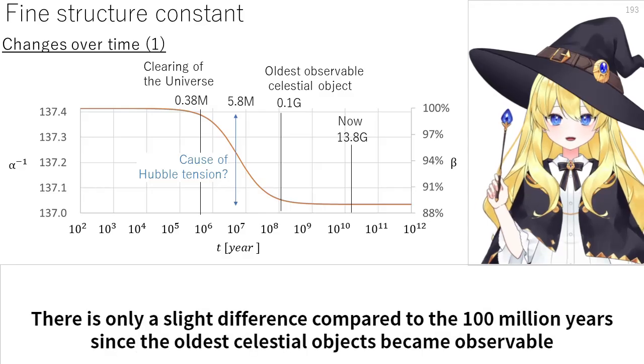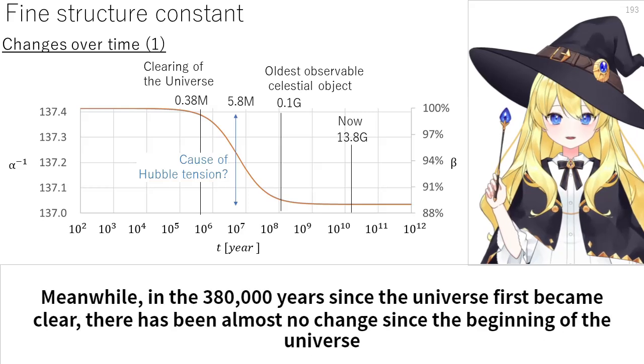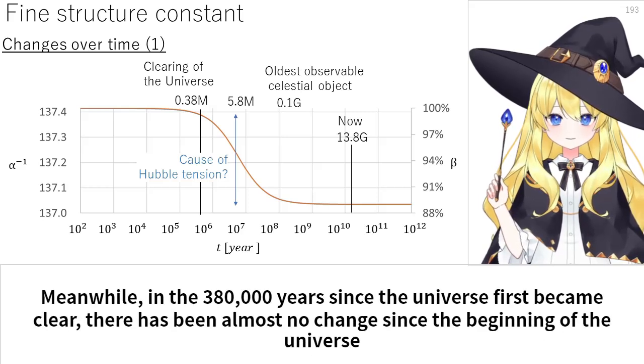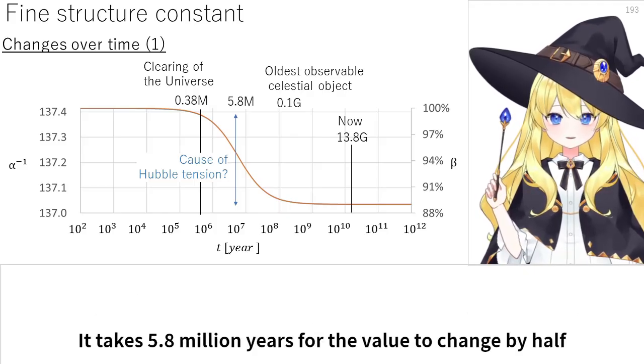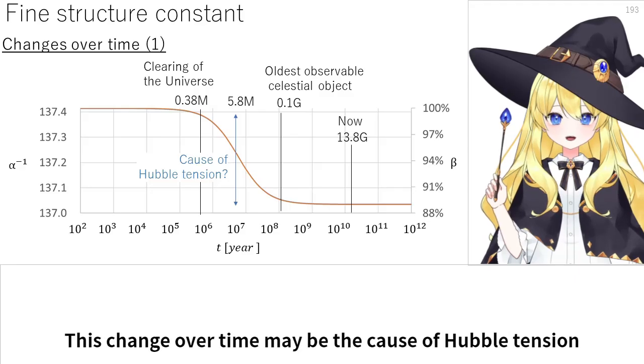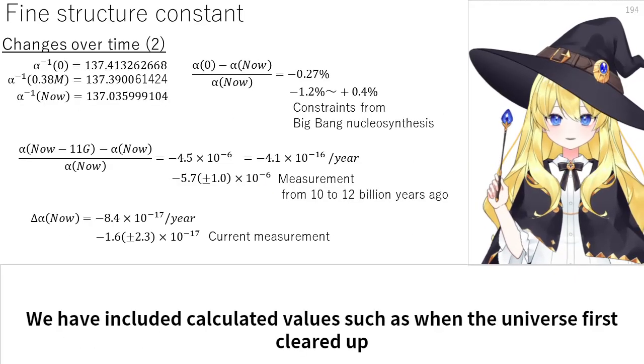There is only a slight difference compared to the 100 million years since the oldest celestial objects became observable. Meanwhile, in the 380,000 years since the universe first became clear, there has been almost no change since the beginning of the universe. It takes 5.8 million years for the value to change by half. This change over time may be the cause of Hubble tension. We have included calculated values such as when the universe first cleared up.